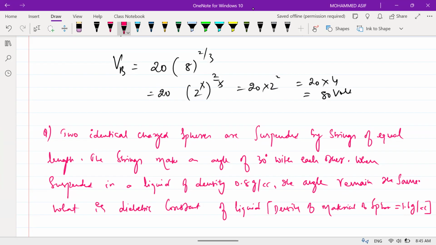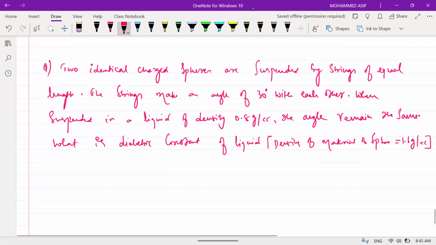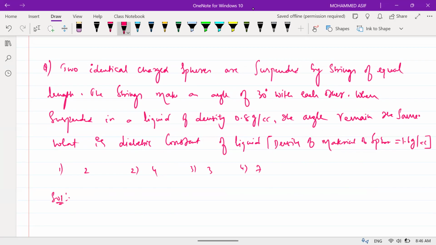This is a very good question. We got two identical charged spheres which are suspended by strings of equal length. The strings make an angle of 30 degrees with each other. When suspended in a liquid of density 0.8, the angle remains the same. What is the dielectric constant for this one? Options given are 2, 4, 3, and 7. For this one, you can use this direct shortcut formula.